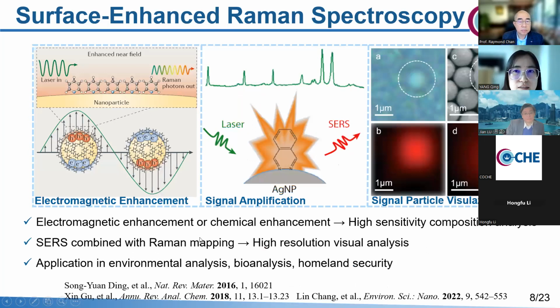Surface-enhanced Raman spectroscopy is a sensitive analytical method developed based on Raman spectroscopy. When the analyte is close to the surface of the substrate, its detection signal can be enhanced by electromagnetic enhancement or chemical enhancement. Then high sensitivity composition analysis can be realized, and in combination with Raman mapping, high resolution visualization can also be achieved. So SERS is a promising method in the analysis of nanoplastics. Later, I will introduce the application of Raman and SERS in the analysis of micro and nanoplastics.